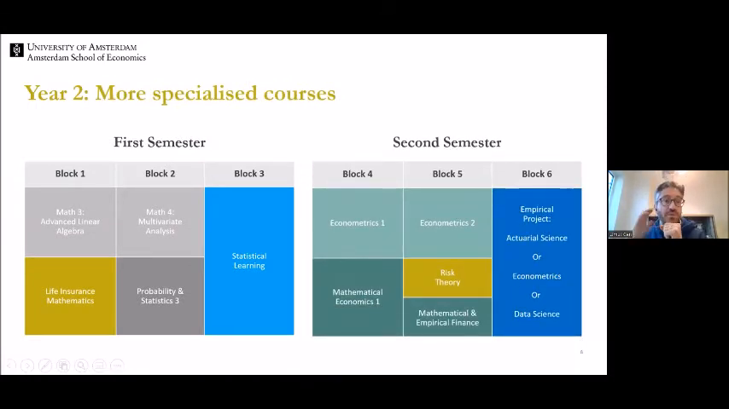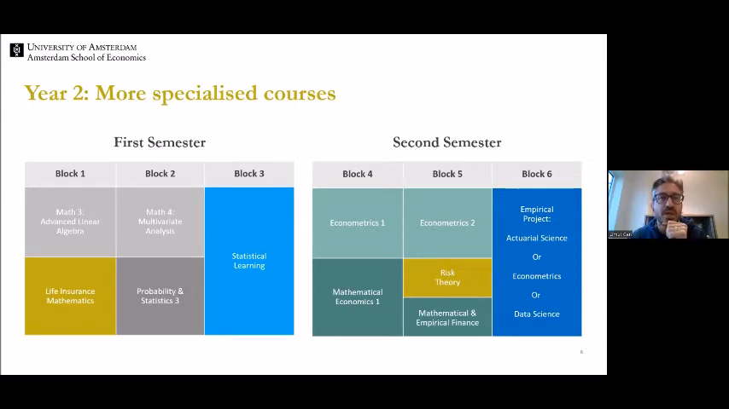If you pass the first year, this is what the second year will look like. This is still a joint year, so both actuarial science and econometrics and data science students will be taking these courses. First semester continues on with the math sequence, math 3 and math 4. But you also start getting some more specialized courses. So this life insurance mathematics is specifically an actuarial course, teaches you about basics of life insurance mathematics. And then you continue with probability and statistics 3, and then there is a course in statistical learning, which we can also call machine learning.